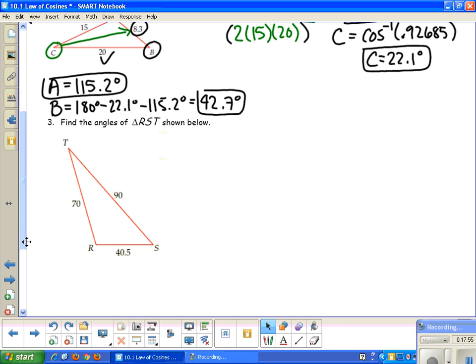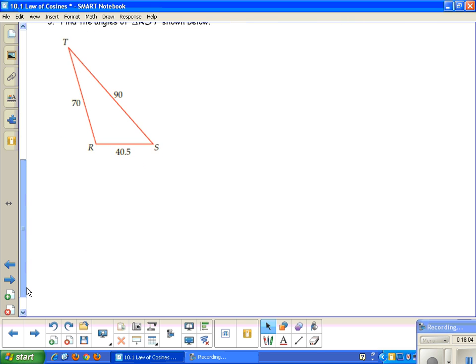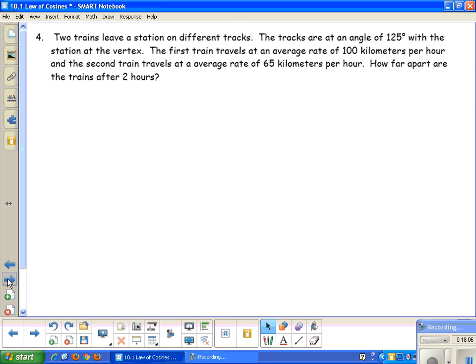So for this next one, it says find the angles of R, S, and T shown below. So this is just like the problem we just did. So let's go ahead and skip this one and go to the next. Now we have a couple of word problems. So I want to look at this word problem together.